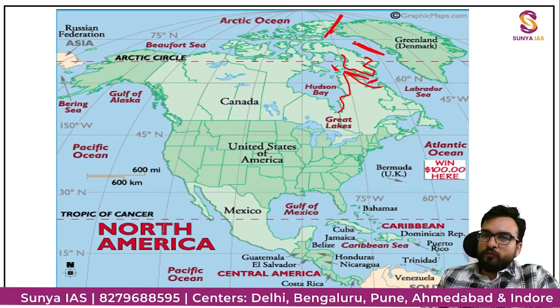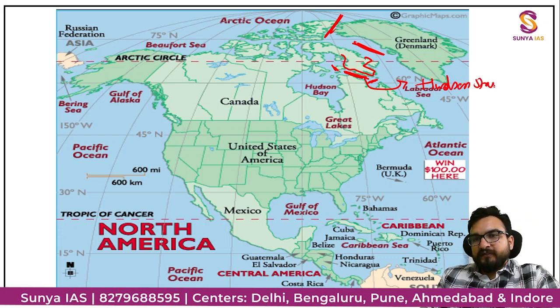Now this is also a peninsula, the whole thing. Over here you are seeing water body, water body, water body, right? So what is the name of this particular strait? This is your Hudson Strait, guys. Over here you are seeing Hudson Bay. So I hope some things are clear now.